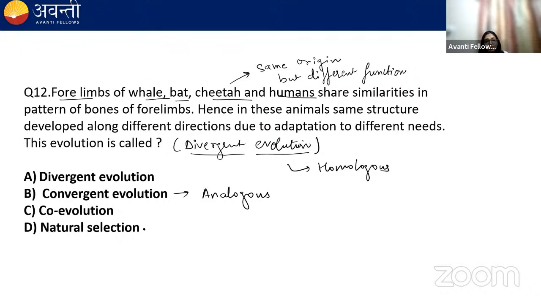Natural selection. Natural selection was proposed by Darwin. The Darwin finches. Remember the variation in the beak, where the organism adapts to the environment in order to survive, for better survival.